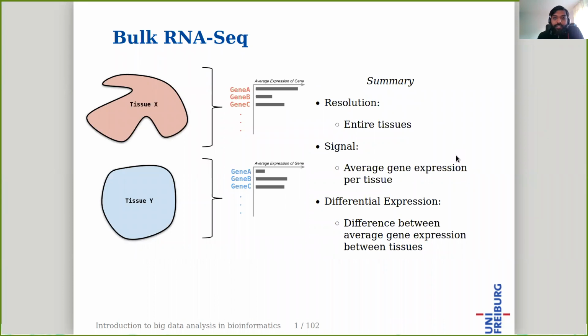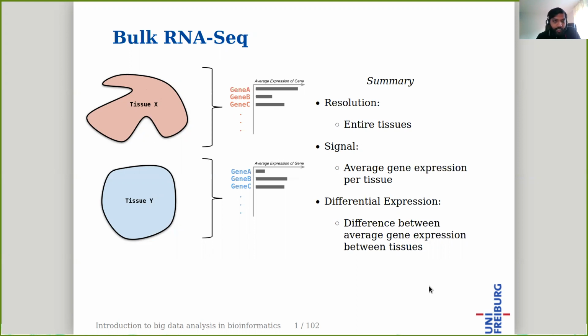In bulk RNA sequencing, the resolution that we are looking at is the entire tissue. So you take a tissue, extract the RNA out of all the cells within this tissue, and then sequence all of them together. When you do such sequencing, what you see in the end is an average expression of the genes of all the cells within this tissue.